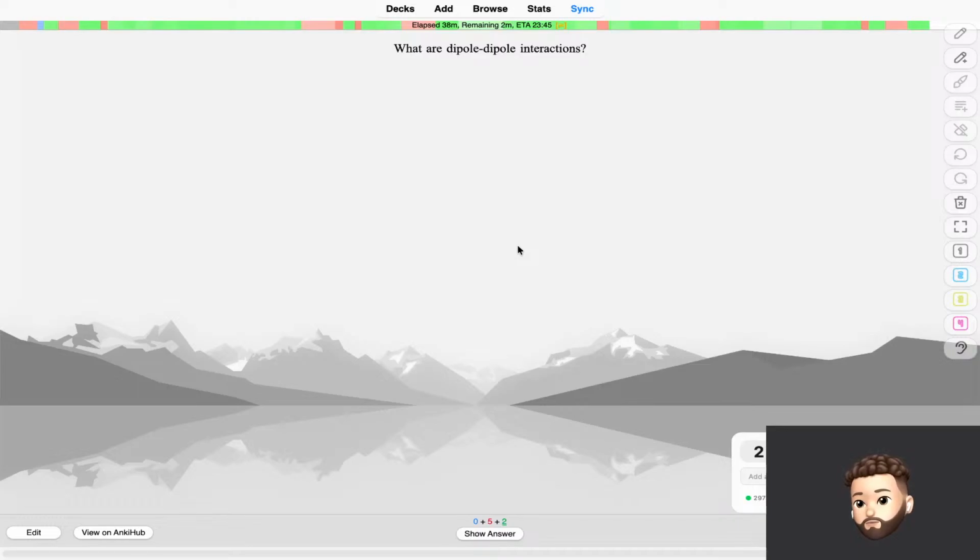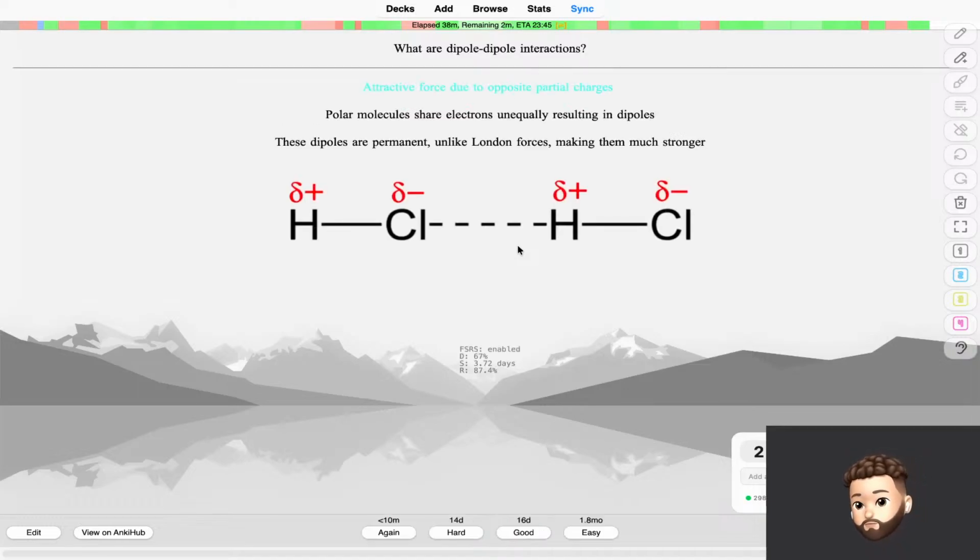What are dipole-dipole interactions? They're a more permanent attractive force. It's an attractive force caused by permanent dipoles, due to differing partial charges, or opposite partial charges.